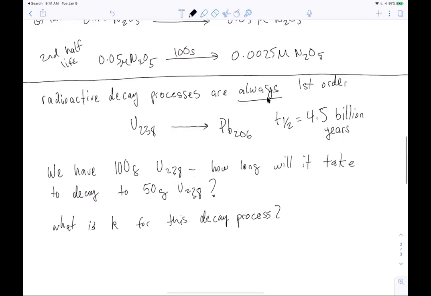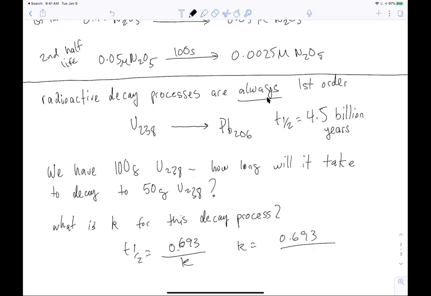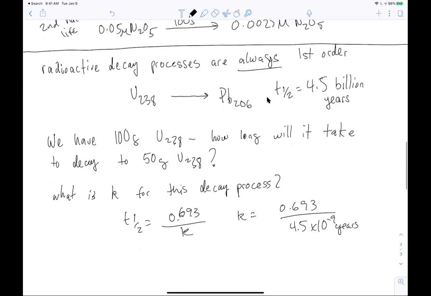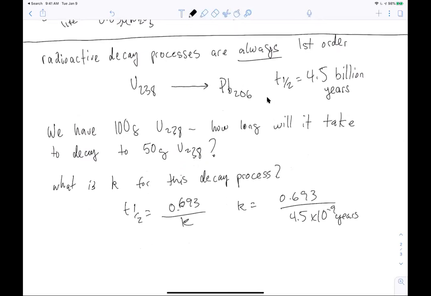for this decay process? Since we know that T1/2 is equal to 0.693 over K, and we know the half-life, K is going to be equal to 0.693 over 4.5 times 10 to the 9th years, positive 9. So we see that K for this is 1.54 times 10 to the minus 10th, some really small number.